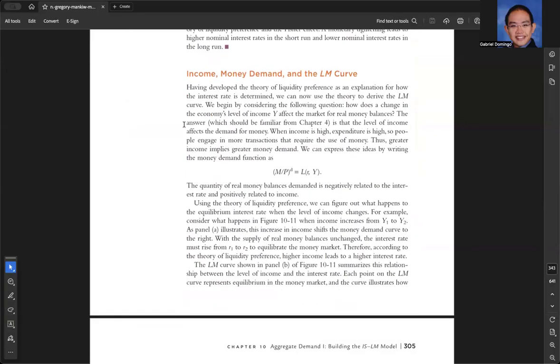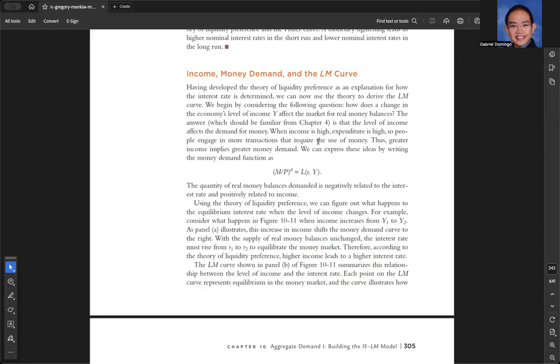In this next section, we will now include GDP because we have not yet talked about Y or GDP. So having developed the theory of liquidity preference as an explanation of how the interest rate is determined, we can now use the theory to derive the LM curve. And we ask the following question: how does a change in Y or GDP affect the market for real money balances? The answer is that the level of income also affects the demand for money, the demand for liquidity.